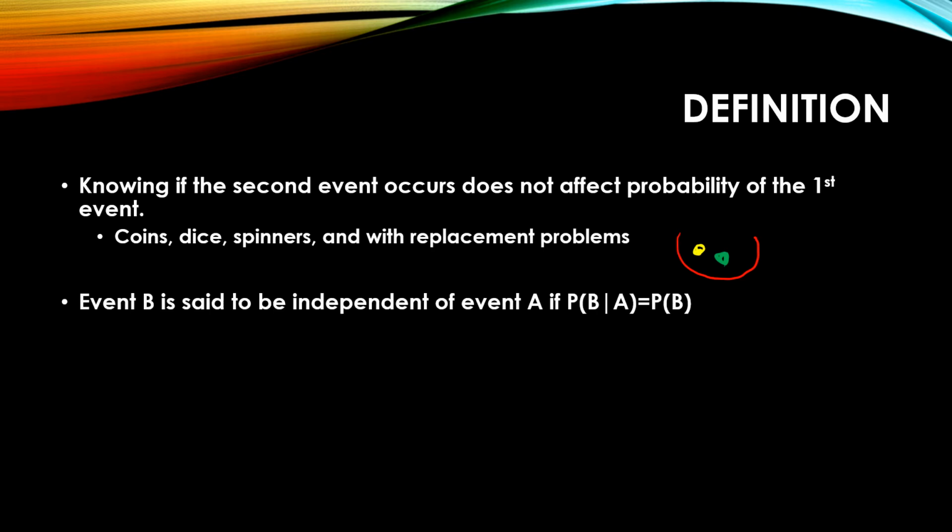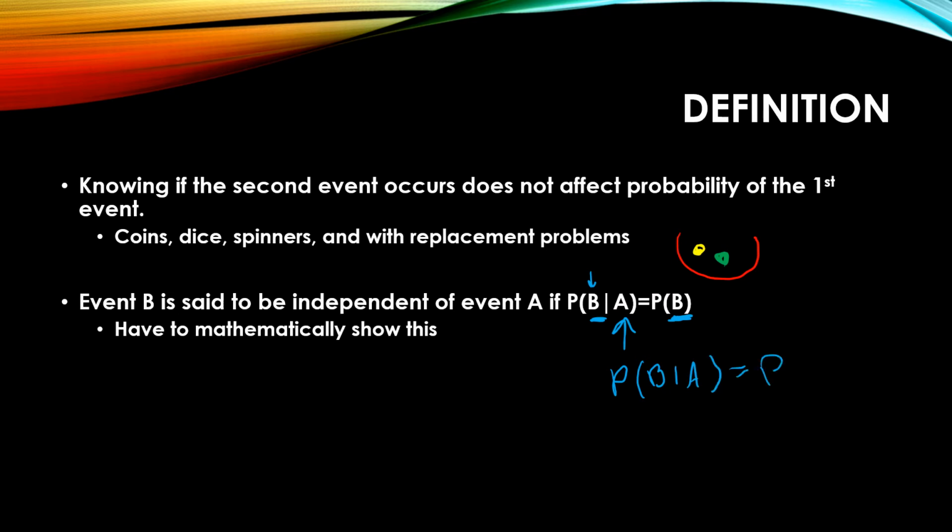Now, the more mathematical definition is that event B is said to be independent of event A if the probability of B given A equals the probability of B. Something important to note here is that we're looking at the probability of B. If we look at the conditional, it's the probability of that event happening given the condition. We can't say that the probability of B given A equals the probability of A. That's not independence, because A is the condition, not the event.